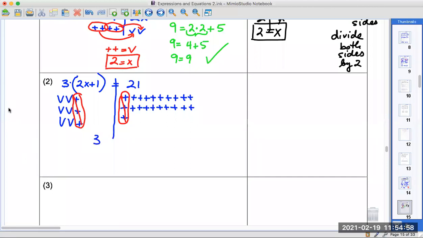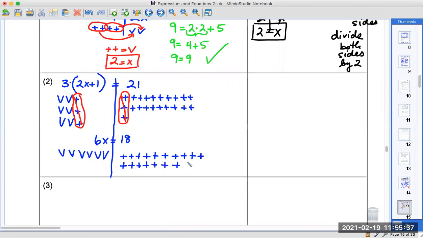6, nope, not 3, 6. 6x, 6 cups. And what do I have left here? 21 take away 3 is 18, right? So what you can visualize is you have 6 cups, 1, 2, 3, 4, 5, 6, and you got 18 pluses. 1, 2, 3, 4, 5, 6, 7, 8, 9, 10, 11, 12, 13, 14, 15, 16, 17, 18.